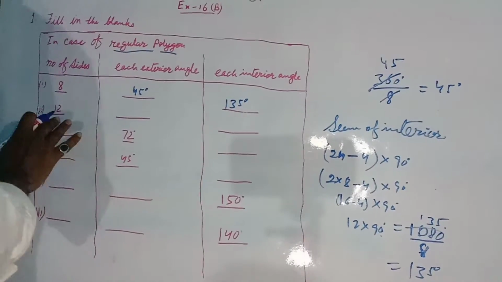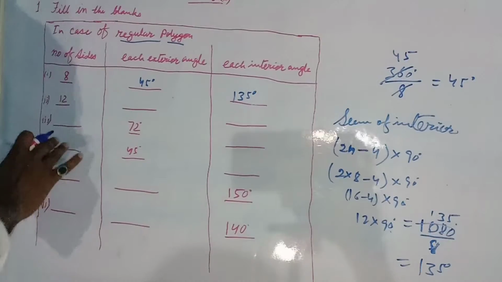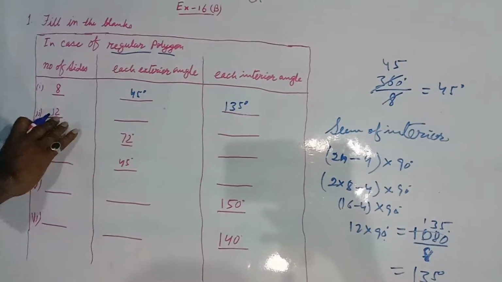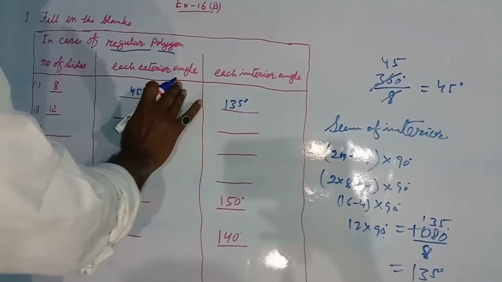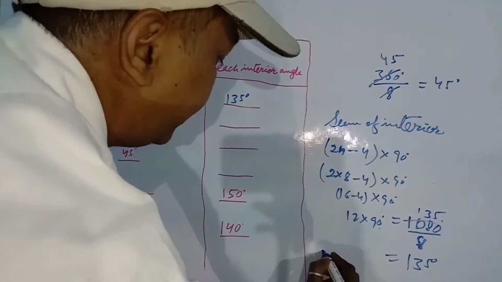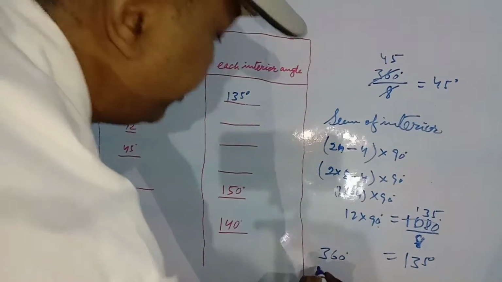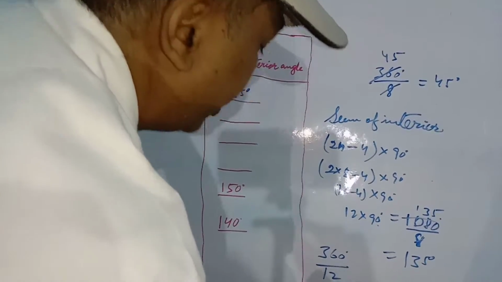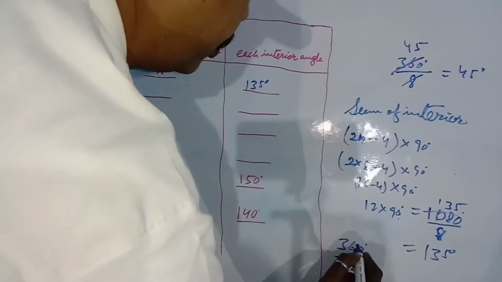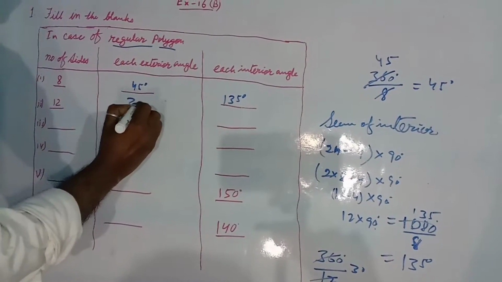Just like that, we will now do question number 2. Here the number of sides is given as 12, and we have to find each exterior angle. As we know, the sum of exterior angles is 360 degrees, and we divide it by the number of sides, 12. 12 threes are 36, so each exterior angle is 30 degrees.